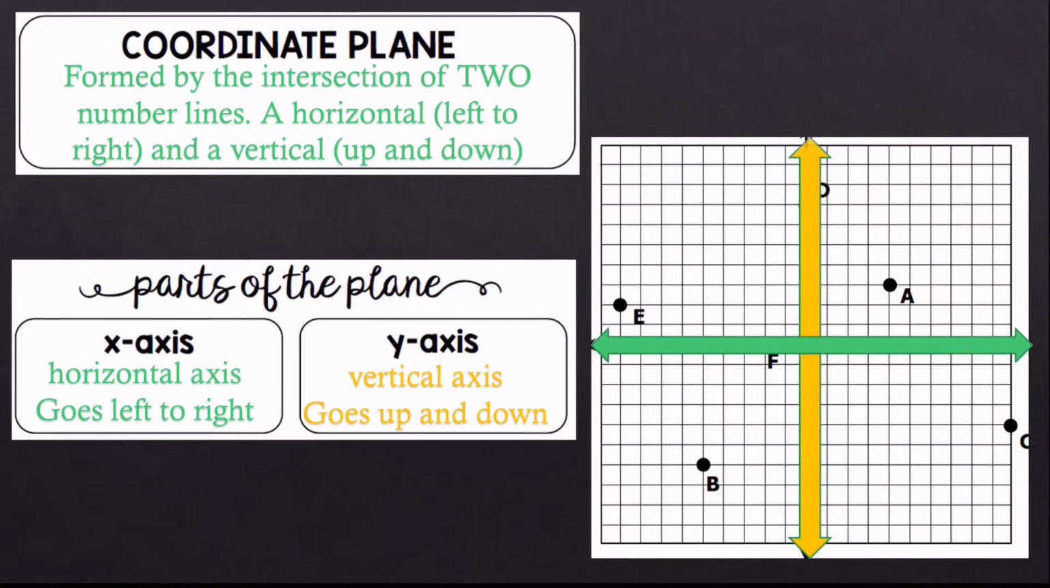So if I were you, I'd color code this. This is going to help you. You have to be able to identify which one's x, which one's y, because as we move forward, the y is going to be very important.